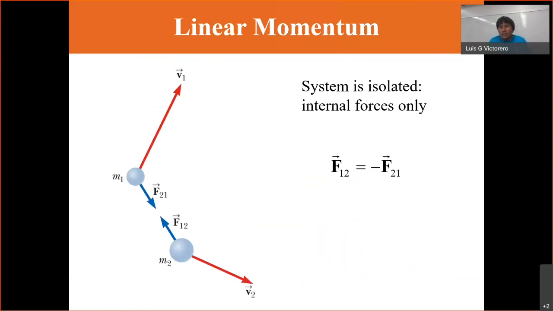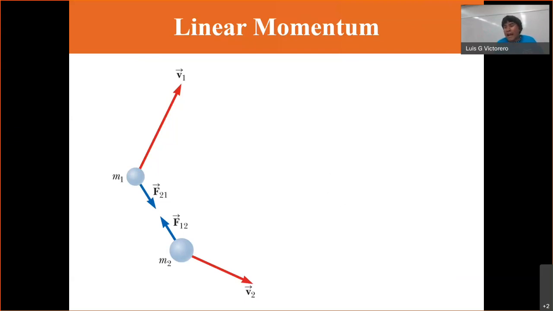So if only internal forces are acting between the masses, we have that the force on 1 due to 2 is equal to negative the force on 2 due to 1. It's sort of like the gravitational force between planets, or the sun and the earth. Since the magnitudes are the same and they have opposite directions, we basically have an isolated system. No external forces are acting on the body, so there is no net acceleration on the system.